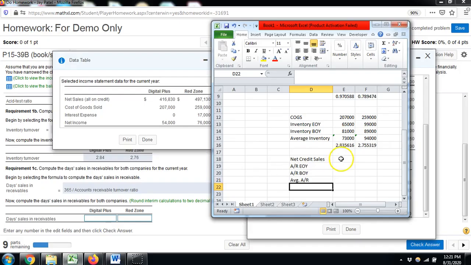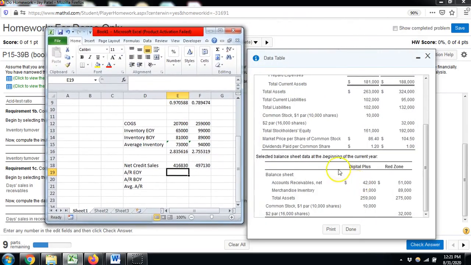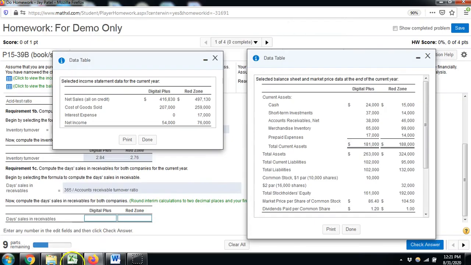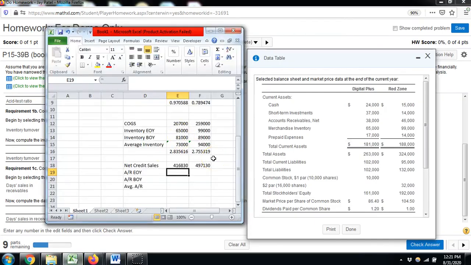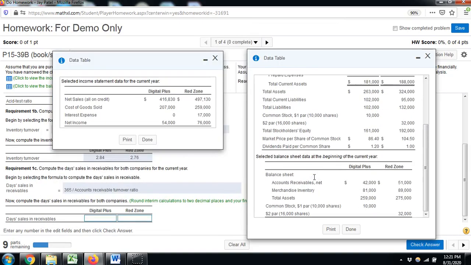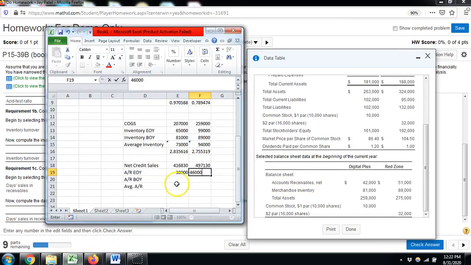Okay, so now let's fill in the numbers here. So I got those numbers from right here, net sales. And then the other numbers we're going to get from the balance sheet. So we go up here. Accounts receivable end of year is going to be right here. And the beginning of the year, we're going to get from down below on this line.